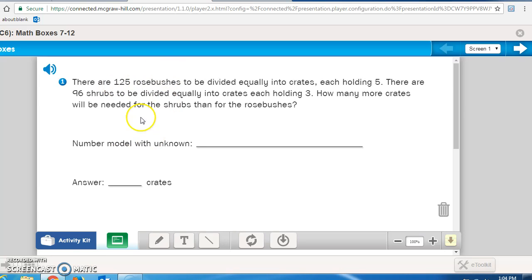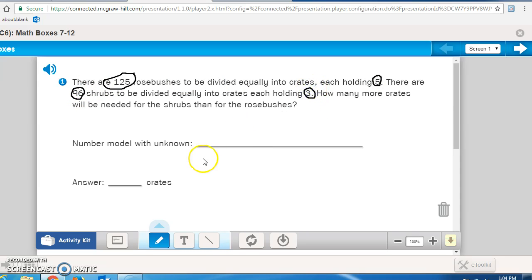So first, you're going to need to figure out how many for the rose bushes, which you'll be dividing these two numbers. Then you'll have to figure out how many for the shrubs. You'll be dividing these two numbers. Then with those two answers, you're going to be subtracting to find out how many more crates will be needed for the shrubs than the rose bushes. Pause the recording now and do Math Journal page 263, Math Box 1.